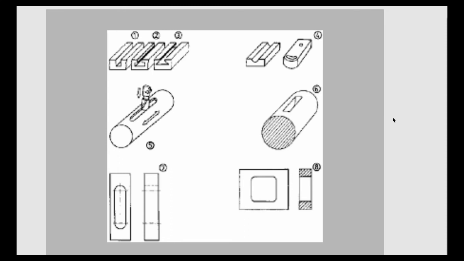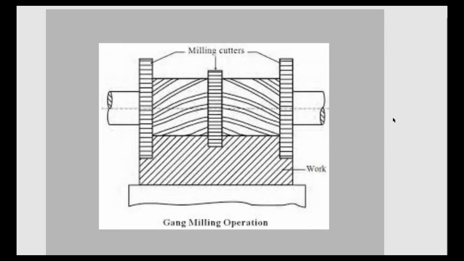Groove milling is the operation of producing grooves on the surface of the workpiece using a saw milling cutter or end milling cutter. The workpiece is fixed firmly on the milling machine, and the end milling cutter is fixed on an arbor. By adjusting the depth of cut, the work is fed against the cutter to cut the groove on the work surface. Gang milling is a machining process in which two or more milling cutters are used together to perform different milling operations simultaneously.